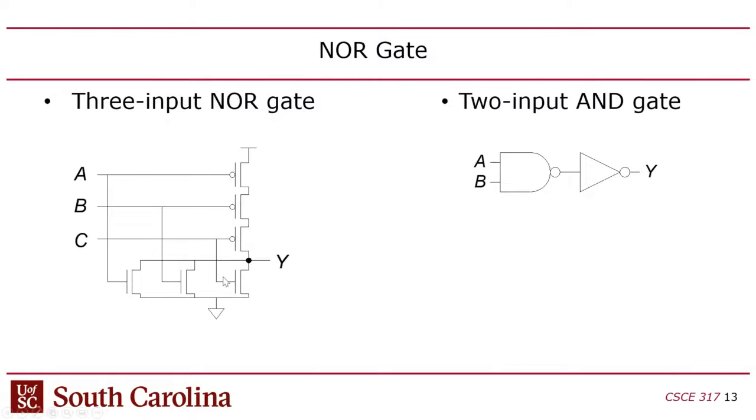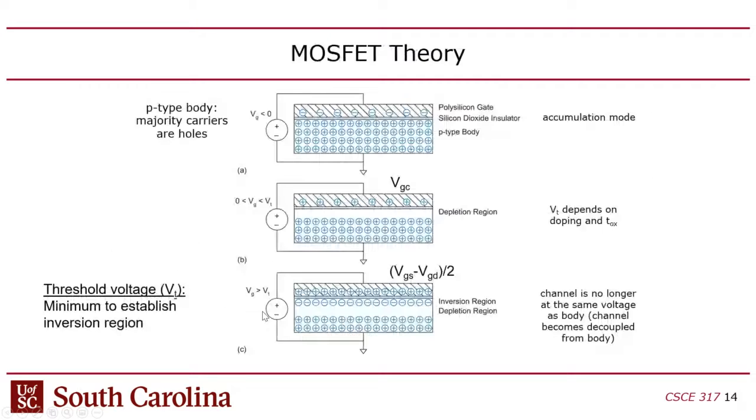Over here, you'll notice that all three of these nMOSs have their source connected to ground. But what if these were connected in series? That would be the case if this was an AND gate. These guys would be in series, in which case only one of the nMOSs would have its source connected to ground.